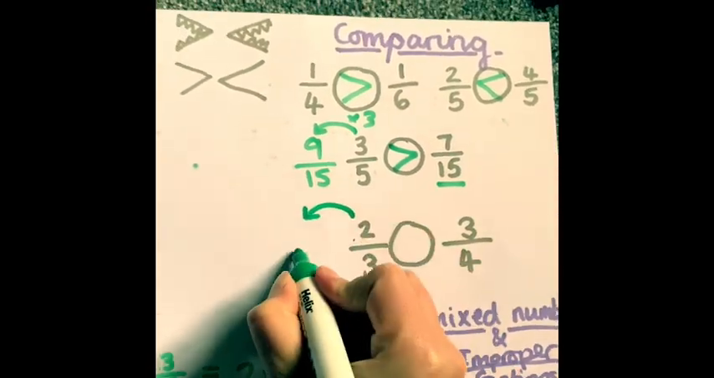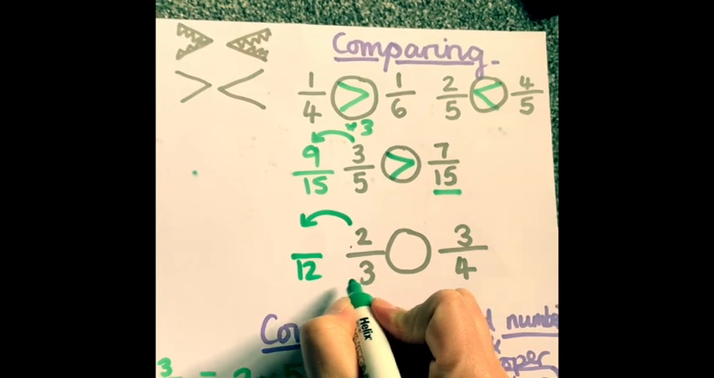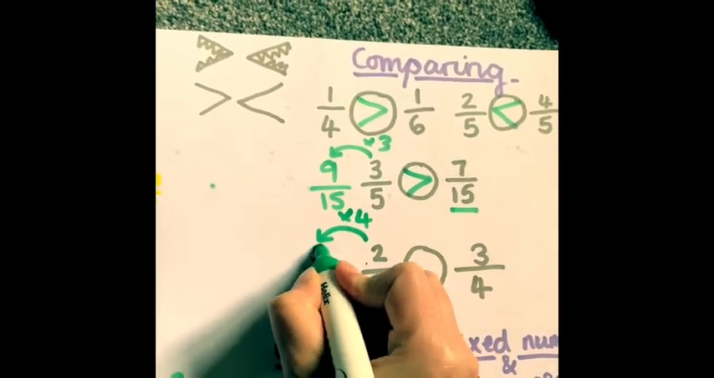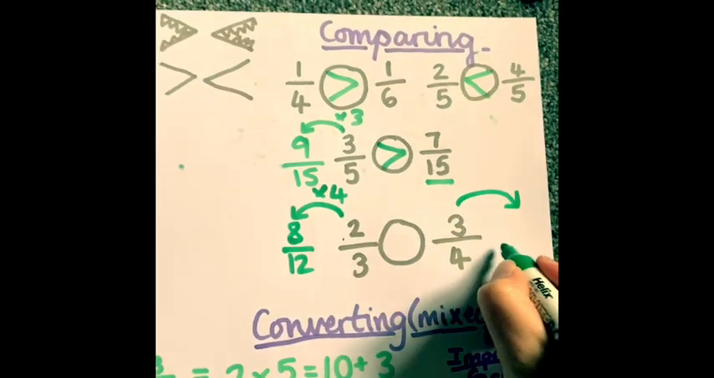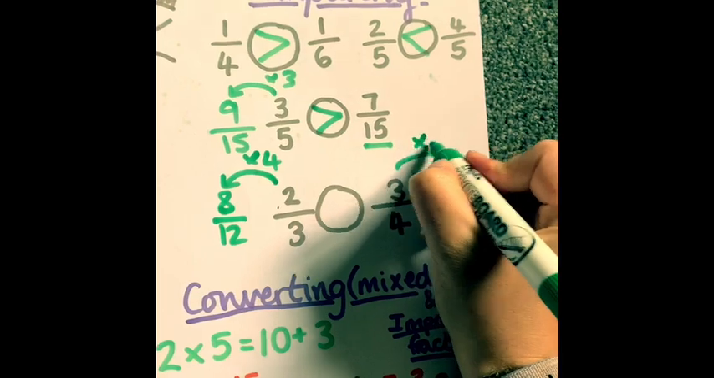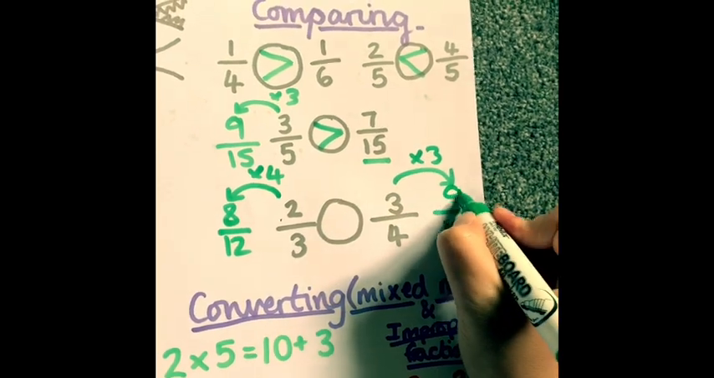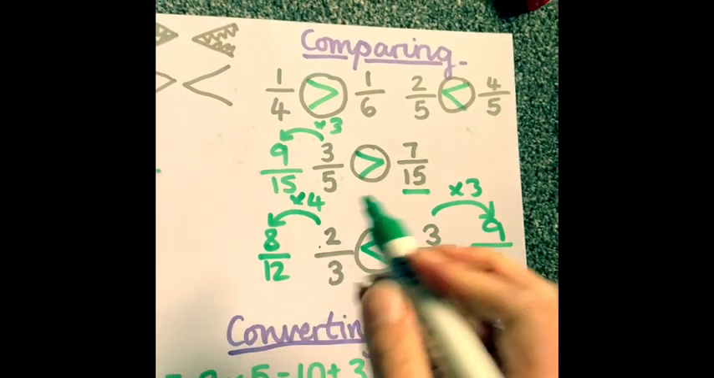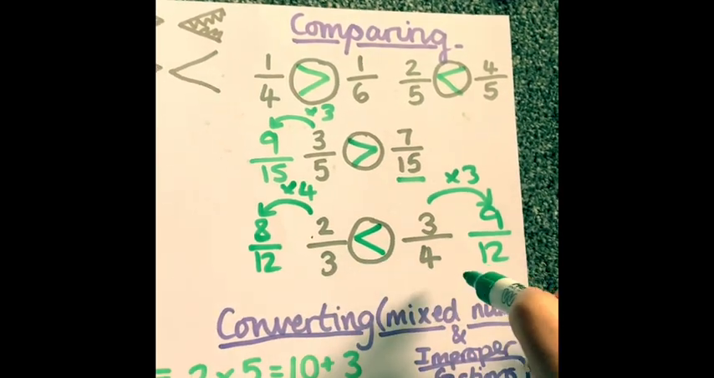So to make this out of 12, I would do 3 times 4. So I'd do 2 times 4, which will give me 8. If I wanted this to be out of 12, 4 times 3 is 12. So I'm going to times it by 3. 3 times 3 is 9. So very, very close, but this one just beats it. So 2/3 is less than 3/4.